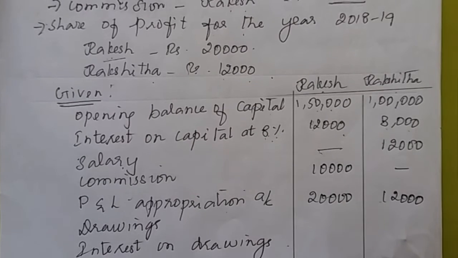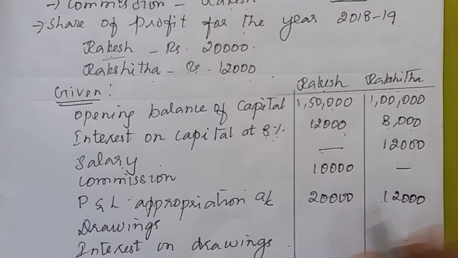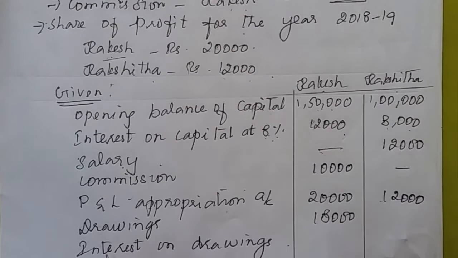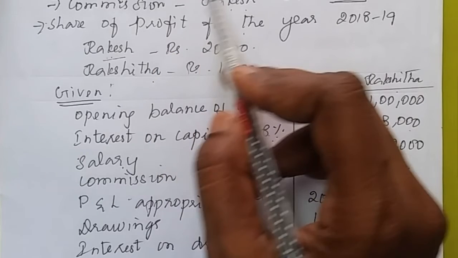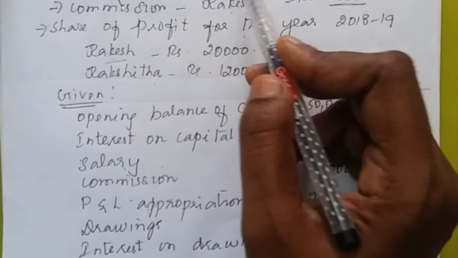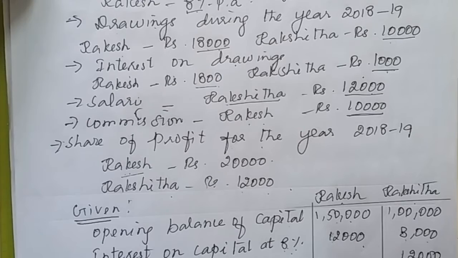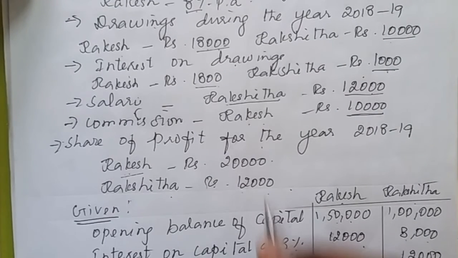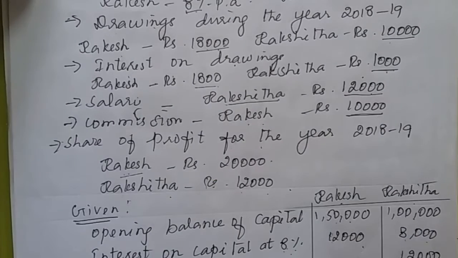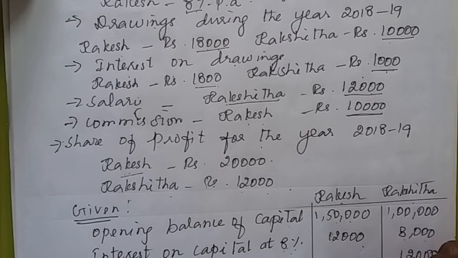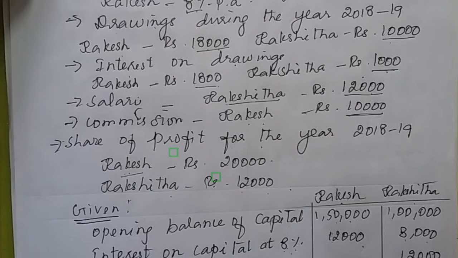Drawings. See here. How much drawing is given for Rakesh? 18,000. So I write 18,000. Rakshita's is how much? 10,000. So I write 10,000 for Rakshita. Interest on drawings, is it given? Yes, interest on drawings we have not calculated. It is given in the question. Rakesh 1,800 and for Rakshita it is how much? 1,000. So these values I have taken from where? The question. Next to this we prepare a ledger.